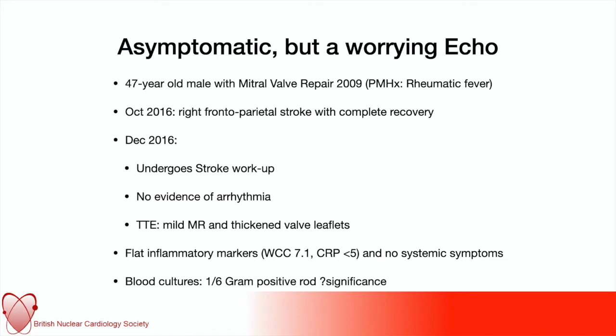Another case, a 47-year-old man with a mitral valve repair some years before for rheumatic fever. He presents in October with a stroke, good recovery, but then in December he's being worked up as to why he had the stroke. There was no evidence of arrhythmia. There was mild mitral regurgitation and thickening of the valve leaflets on echo, and his inflammatory markers had been unimpressive, a CRP less than 5 and a white cell count of 7, and there were no systemic symptoms. Blood cultures showed 1 out of 6 gram-positive rods, and the question was: is this significant or a contaminant?